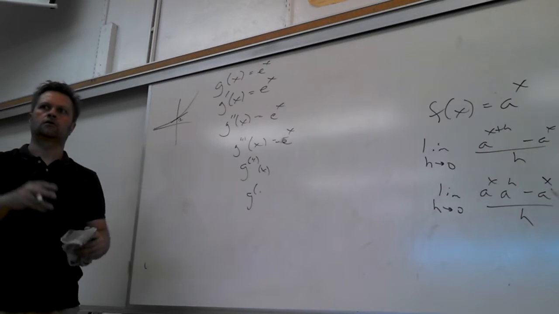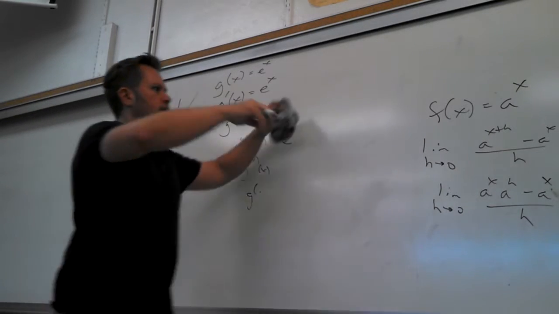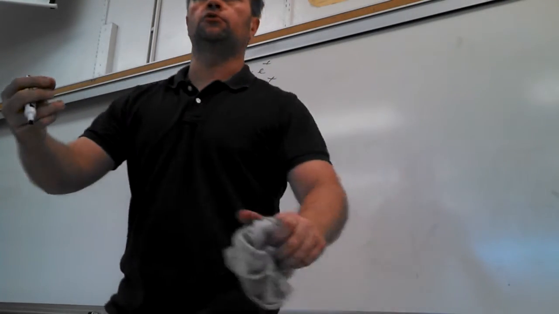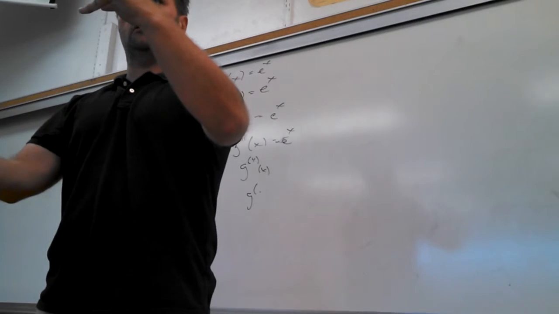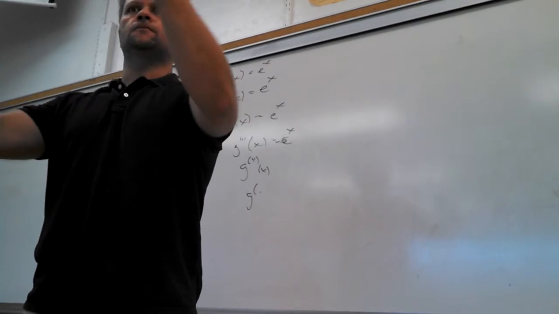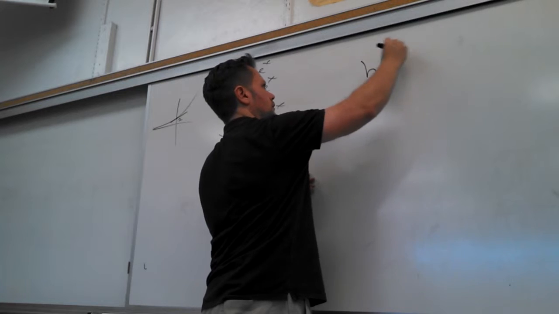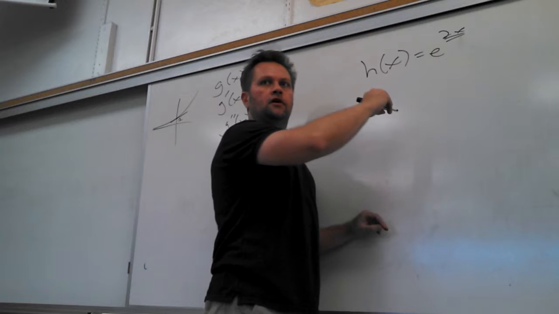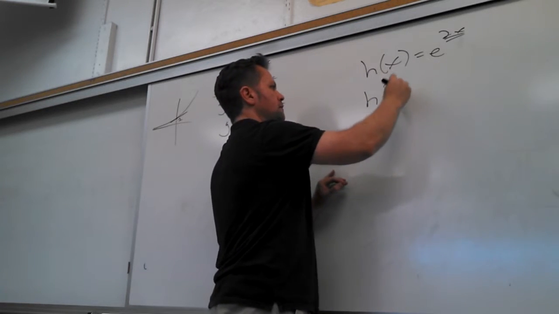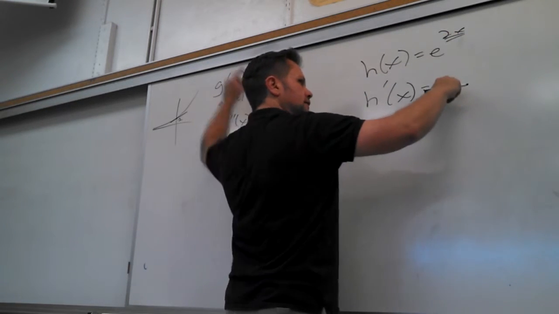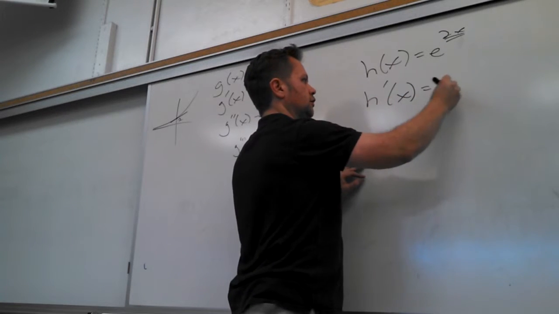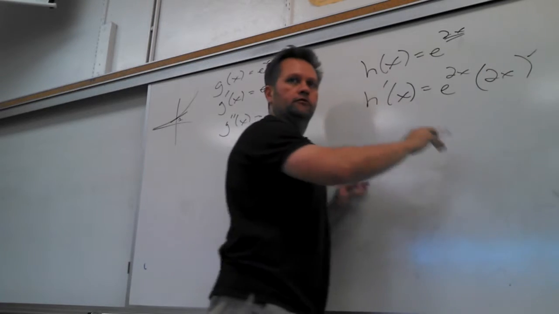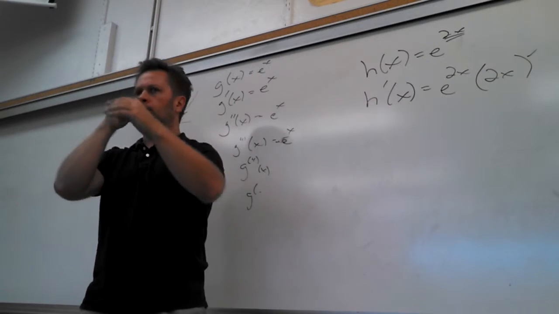Yes, sir? What about e to the 2x? Oh, good. I like it. So now, the reason we learn product, quotient, and chain rule is because we can combine them with the basic rules for functions themselves. So e to the 2x is basically e to the x, but it's got an inside function. So h prime: e to anything is itself when you take a derivative, so it's itself times the derivative of the inside function.